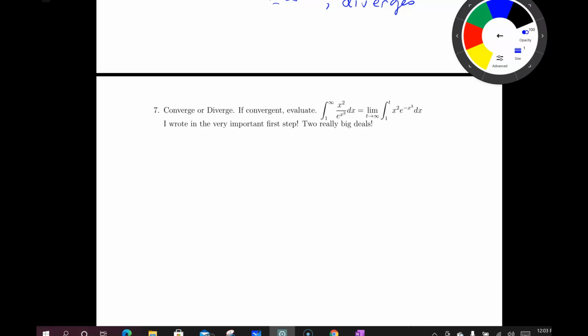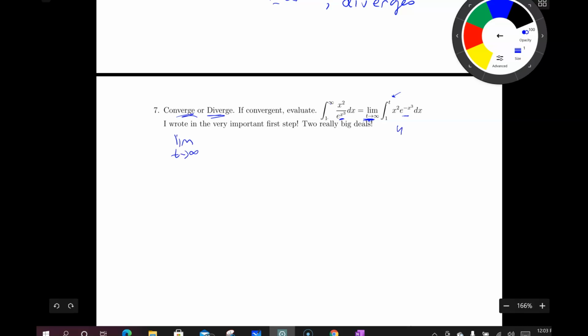Okay, so here's another one. Converge or diverge. We've got this improper integral. Remember, that's what they're called, improper integrals. This very important first step of taking the infinity out of the limits of integration and put the t and rewrite it as a limit. And then this, I rewrote this and put the e in the numerator by making its exponent negative. Okay, so I can see I'm going to need a u substitution for this.